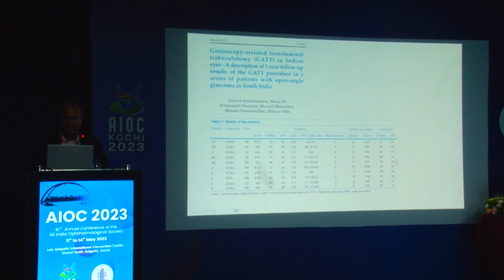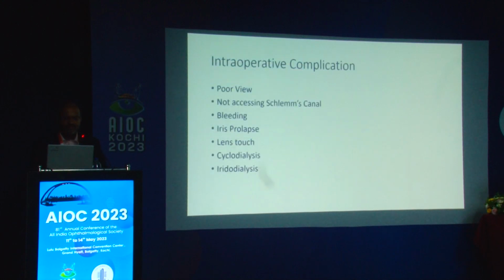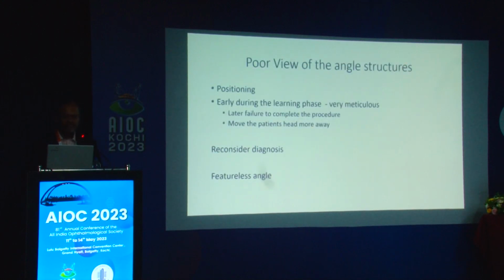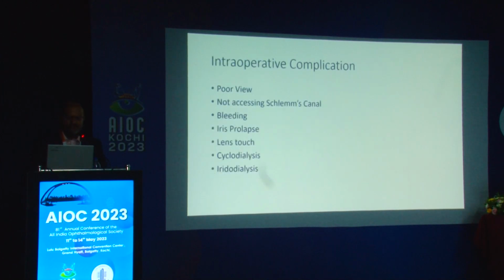But other patients we were able to bring down to good low intraocular pressure levels at 1 year follow-up. So intraoperative complications: poor view of the angle structures, mainly because of positioning. So not accessing the Schlemm's canal, because the gonioscopy is actually, maybe that's not the correct patient we are trying to do the procedure in. Bleeding will come, how we can control the bleeding.